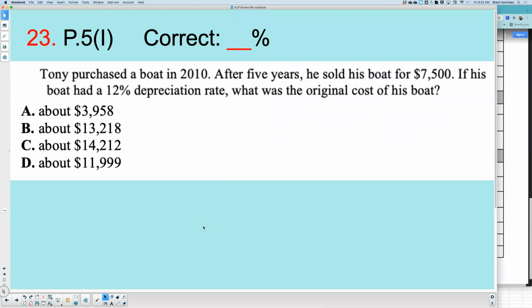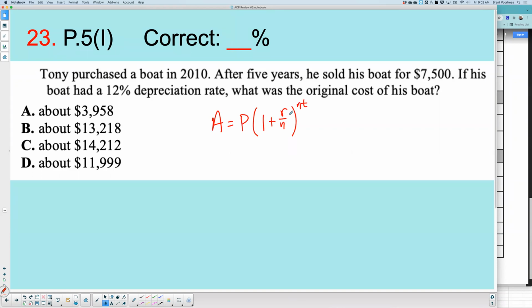What do you see here? Do you see continuous or exponentially? Do you see any of those words? No. Continuous or exponentially? No. So you're using the other formula. We're going to be using the formula that says A equals P times (1 plus r over n) to the power of nt, where n is the number of times per year.